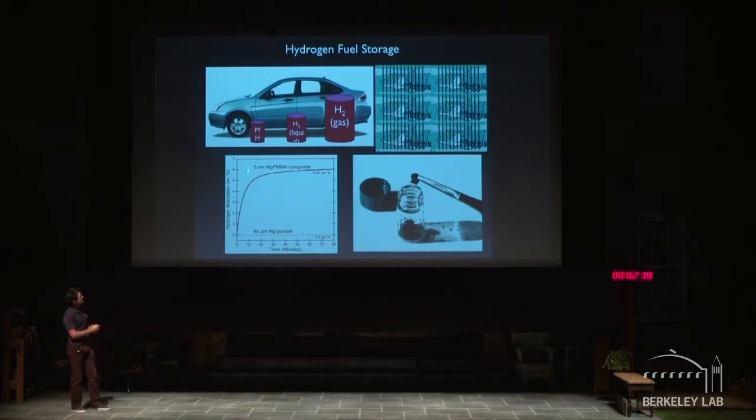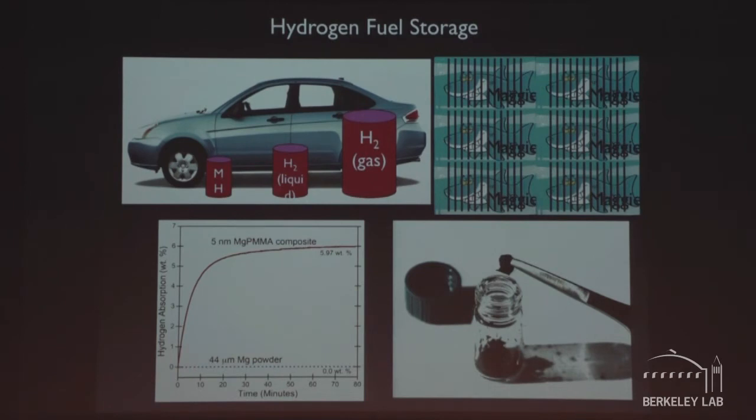Now, this is a chart of how much hydrogen this material soaks up versus time. Magnesium all by itself, with no help and very large relative to nanoscale, these are microns, so it's 1,000 times larger in scale, is very, very slow. It doesn't even take it up noticeably on the order of an hour. But the nanoscale magnesium in the composite is very, very fast.